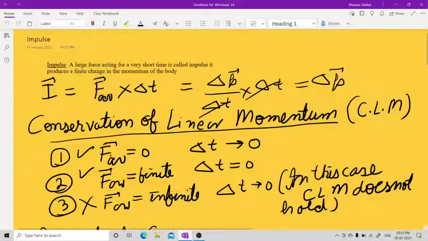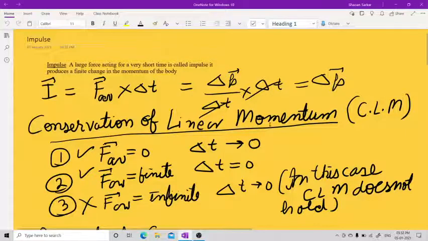Going further into the syllabus, now we will start with impulse. Impulse is a large force acting for a very short time. It produces a finite change of momentum in the body. It is denoted by I vector equal to F average vector times delta t, where F average is delta P vector over delta t. Delta t cancels out to give you delta P vector.